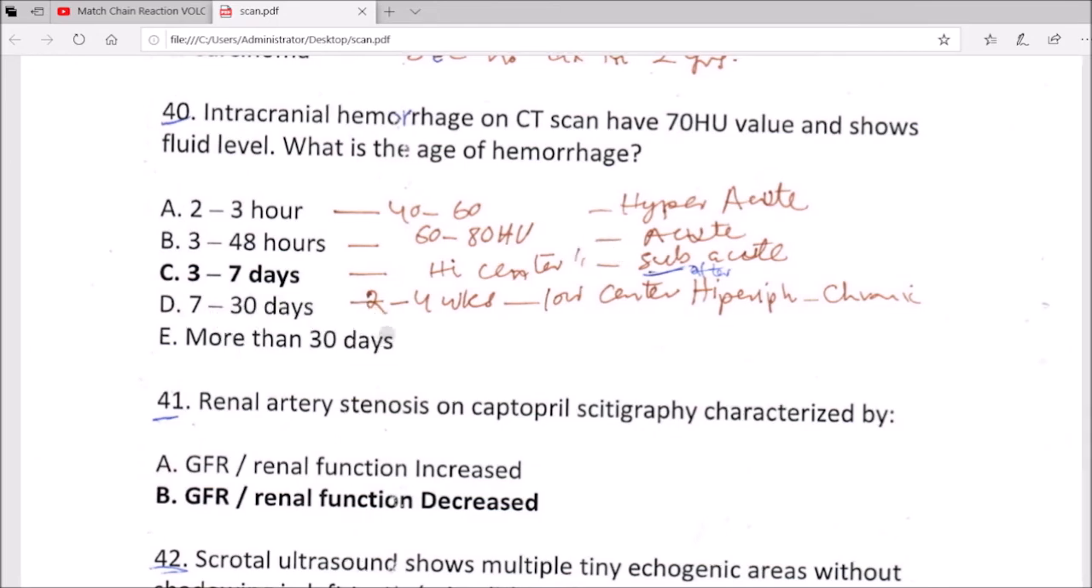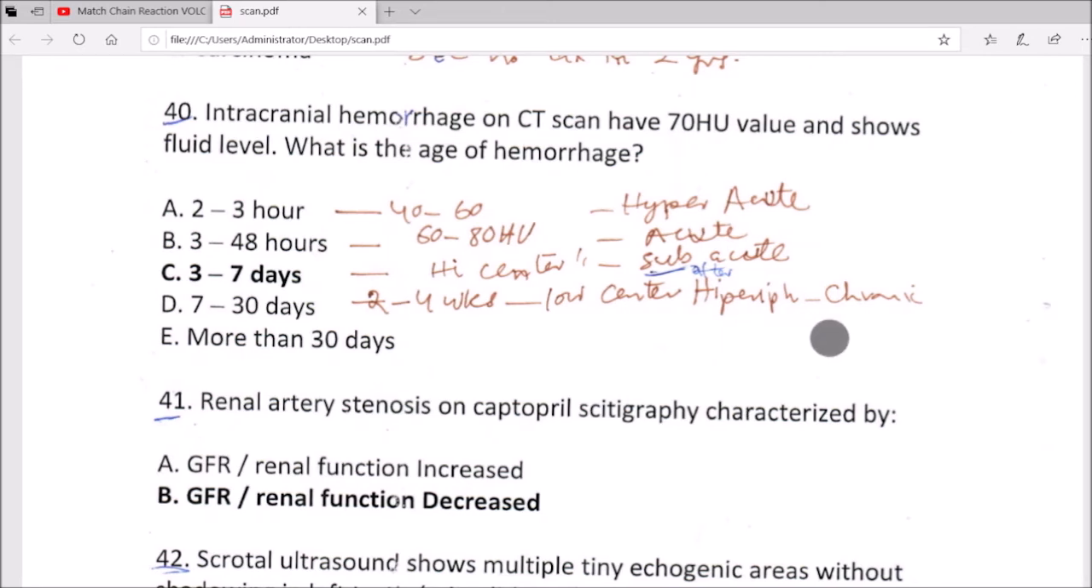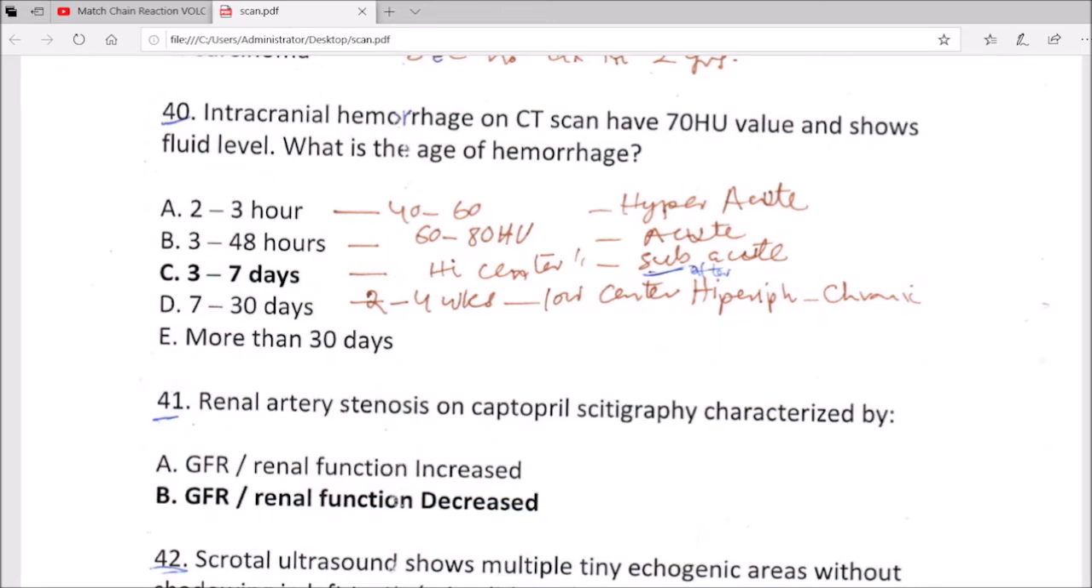And 7 to 30 days, or 2 to 4 weeks, there's low center, hyperdense center but high periphery. It is also called chronic. Now, 2 to 3 hours is called hyperacute, 3 to 48 hours is called acute, 3 to 7 days is called subacute, and 7 to 30 days is called chronic. So memorize these: 4 to 60, 60 to 80, then high center and hypodense periphery, and low center and hyperdense periphery.